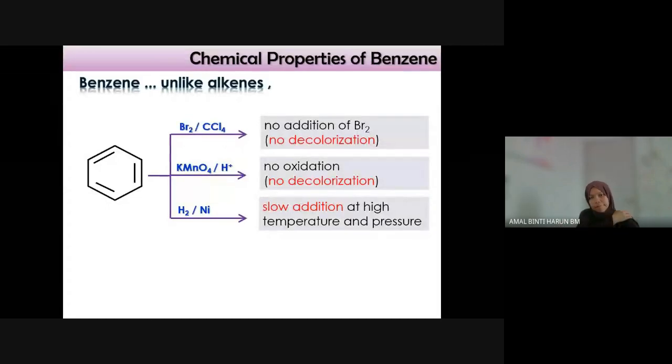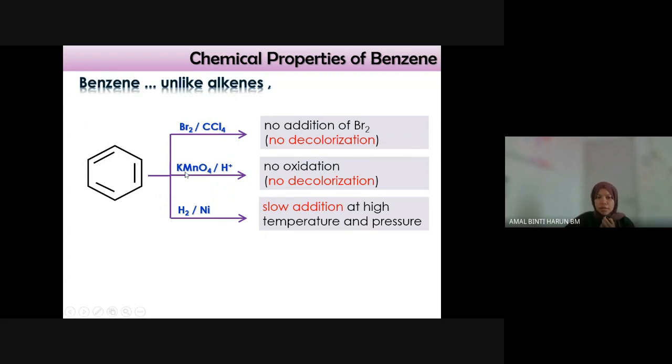Okay, we move to the next. Okay, kita perlu recap balik yang benzene ni dia tak sama dengan alkene, di mana alkene dia boleh undergo addition, okay, with Br2 in inert solvent. Okay, macam mana kita tahu ada reaction? Br2 akan berkurang. Tapi bila kita react Br2 dengan benzene, there's no decoloration. Maksudnya warna bromin tu kekal. Maksudnya benzene ring tak react dengan Br2.